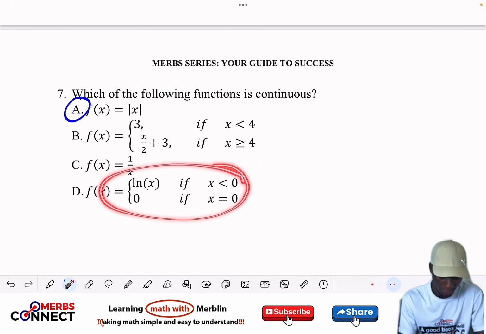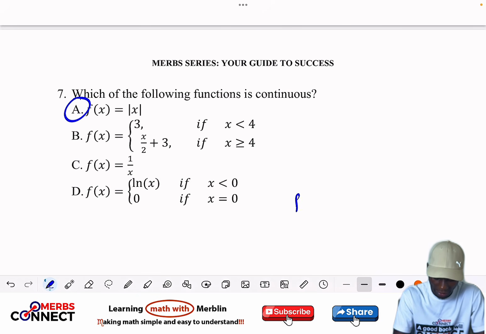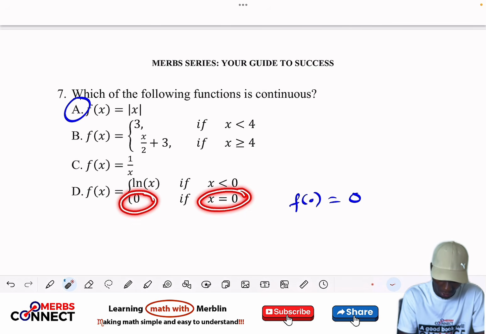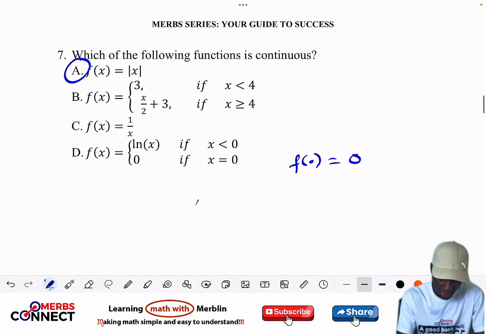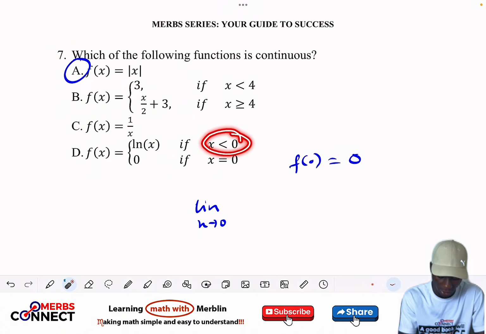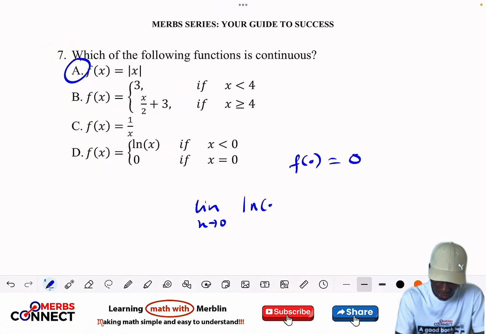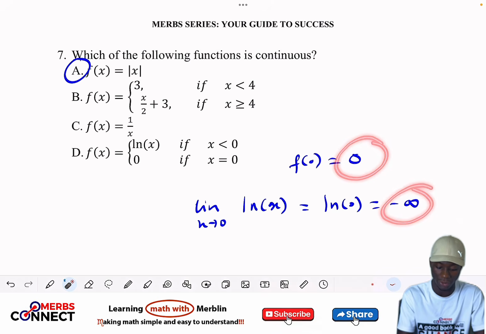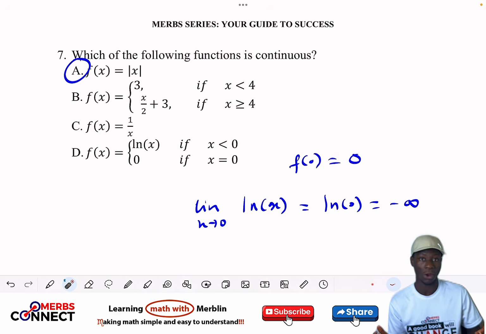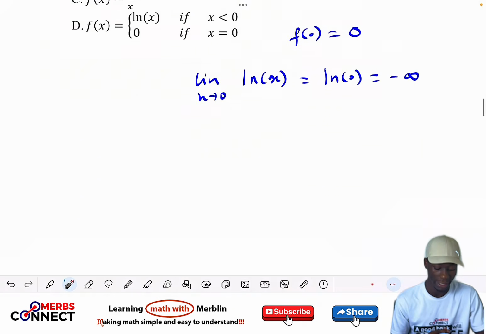Now let's look at this one here. Now here we can see that f of 0 is equal to 0 because that's when x is equal to 0 here. Now let's pick the limit as x is approaching 0, which we are going to pick from here, of the natural log of x. Now when I plug in 0, ln of 0 is equal to minus infinity. So this is not the same as this. So this one too is out of the options. So the right option here is A.